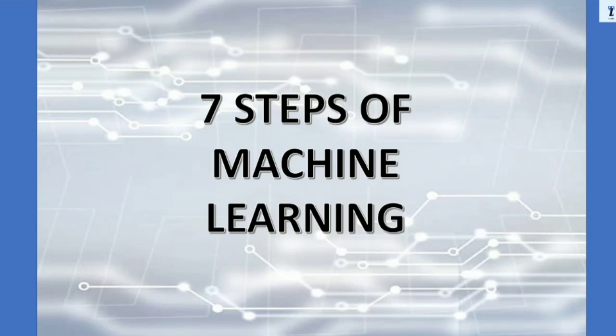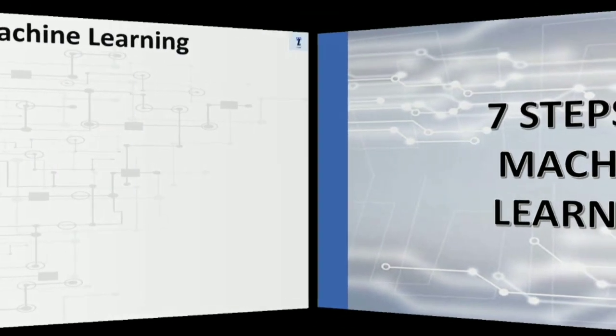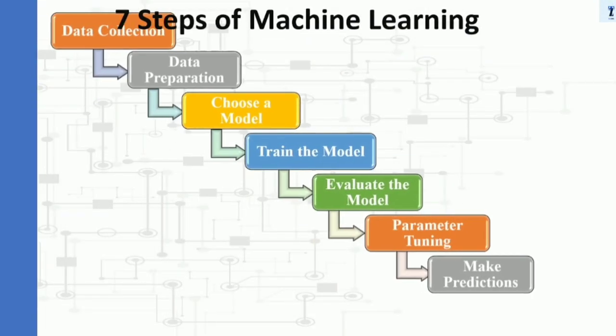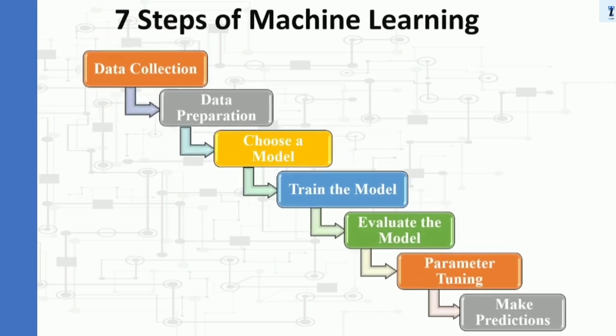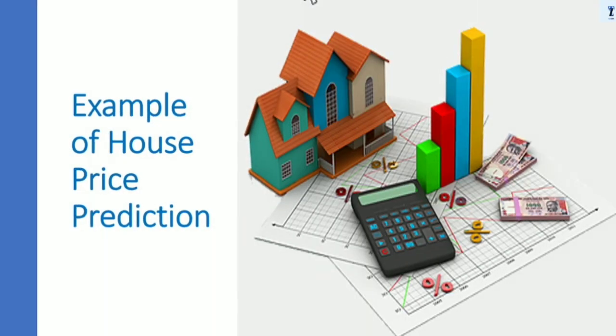So today we will see what are the 7 steps of machine learning. That is how we are actually going to train our model so that it can make the predictions. Okay. So basically there are 7 steps and these are the 7 steps. That is the data collection, data preparation, choose a model, train the model, evaluate the model, parameter tuning and make predictions. Okay. So we will understand these 7 steps with the help of an example of house price prediction. That is predicting the price or the cost of the house.